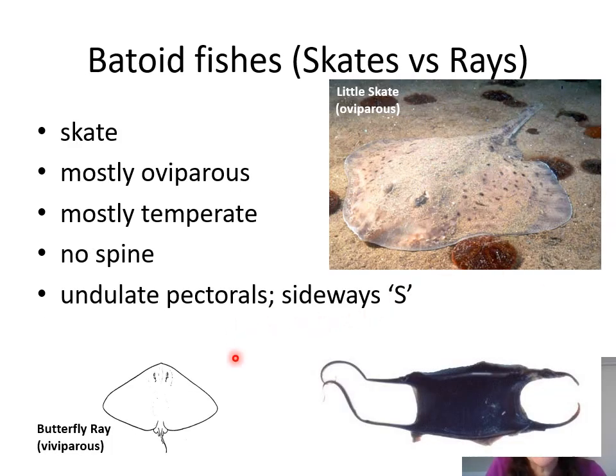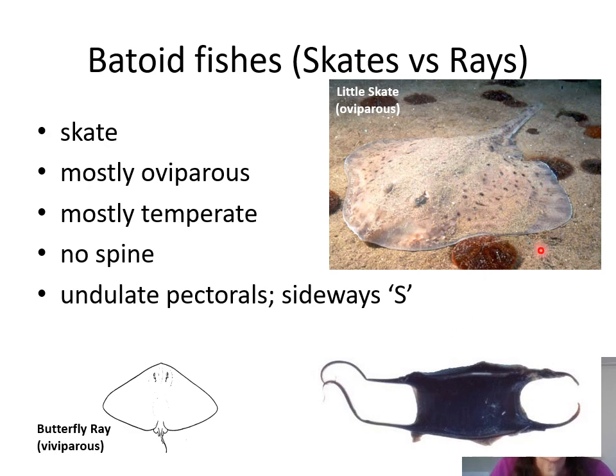So talking about skates just for a minute, two major groups of skates and rays. Skates are mostly oviparous, so they'll lay eggs in cases like this. If you walk the beach, you may find them. Mermaids' purses is what they're often referred to as. Skates are mostly found in temperate areas. They don't have a spine, right? They lack any sort of spiny barb on their tail.